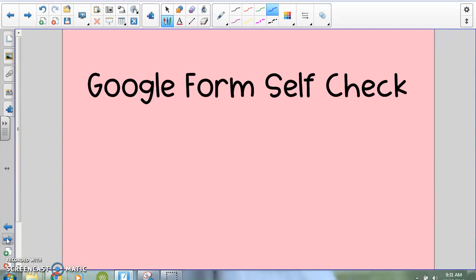Now you guys have come to a Google Form self-check. The link that is on Classroom is a Google form. You have 5 problems that you need to complete by showing your work in your notebook on the left-hand side. Please work out all of the problems, select your answers, and then click on Submit. Thank you.